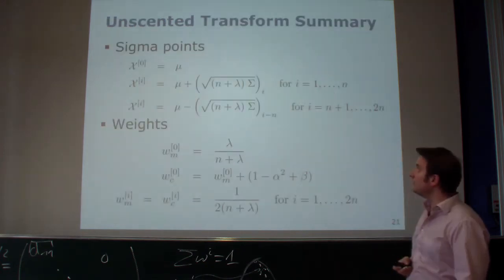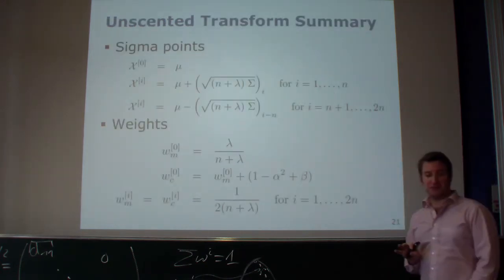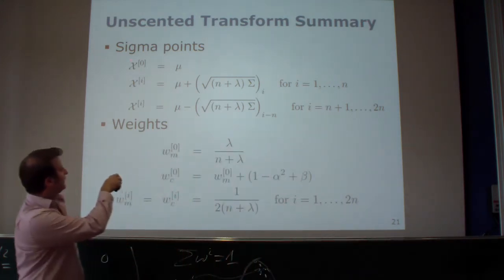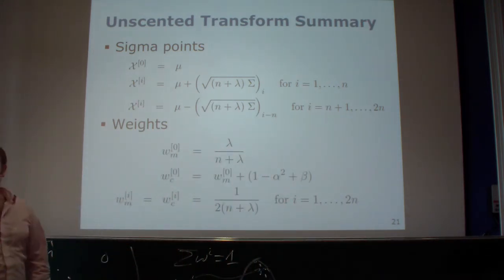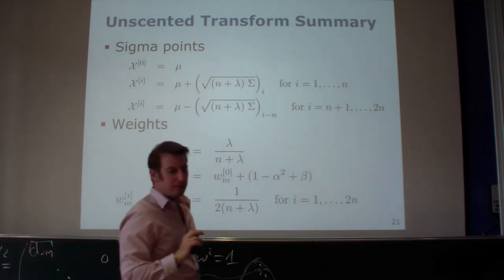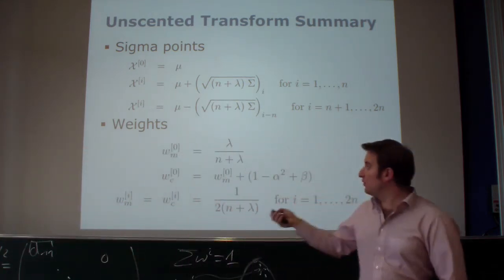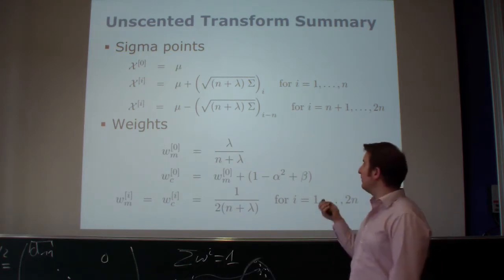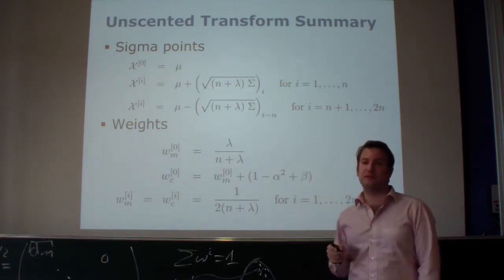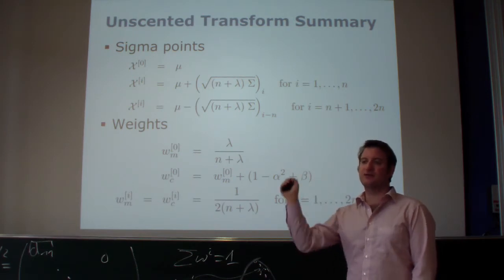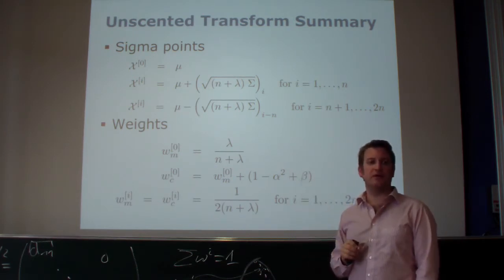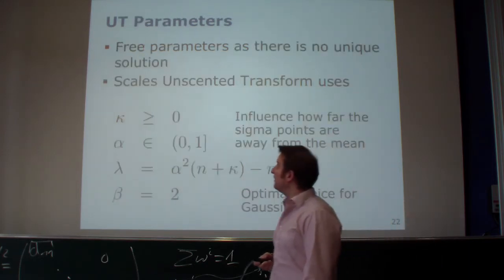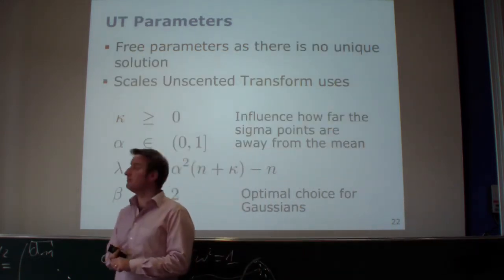Okay. So, putting the unscented transform on a single slide, what do we have to do? We have to compute first sigma points according to this fixed formula. Then I need to compute a weight for all those sigma points. And then I simply transform the sigma points through my nonlinear function and recompute the mean and the covariance. That's it. As I said, there are a few free parameters you can set.